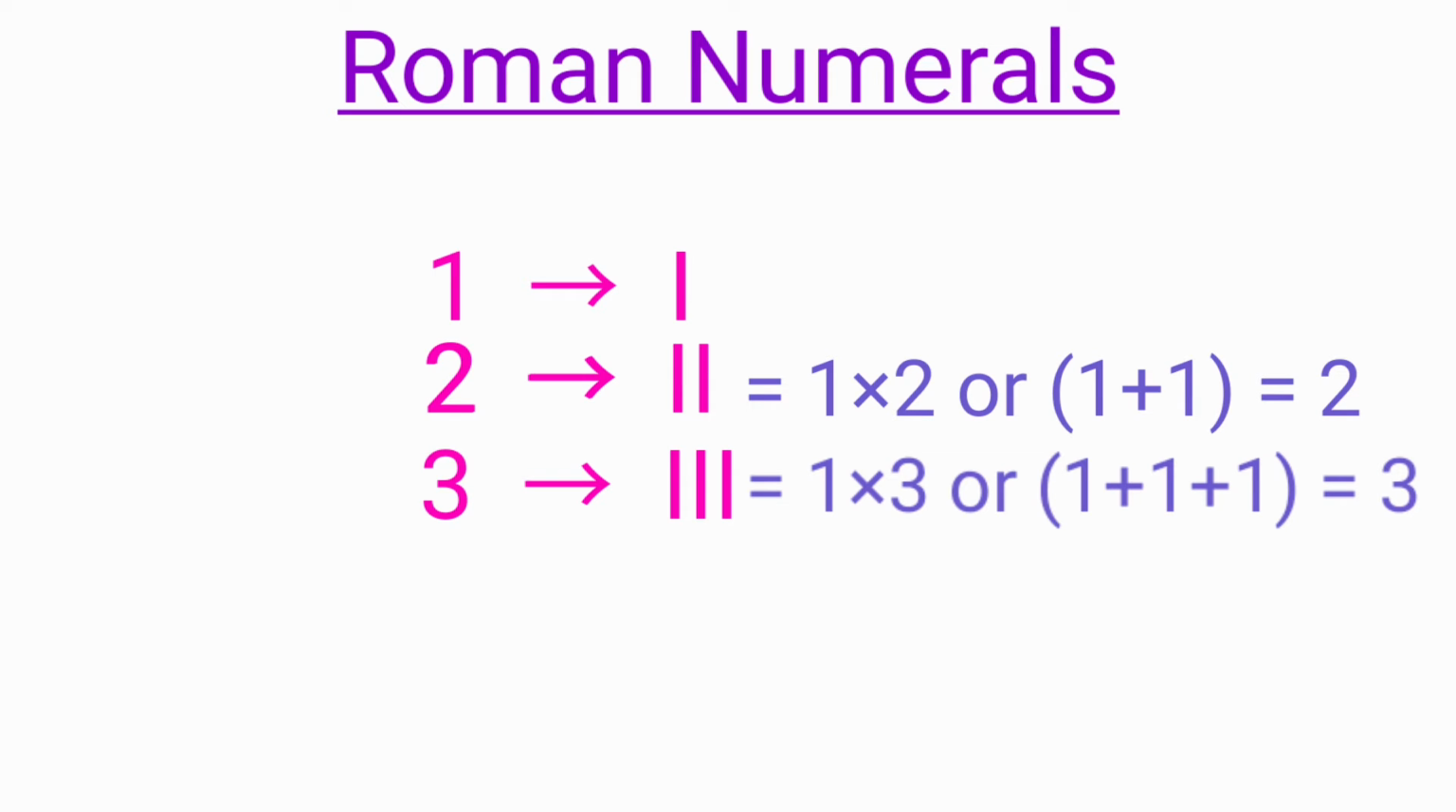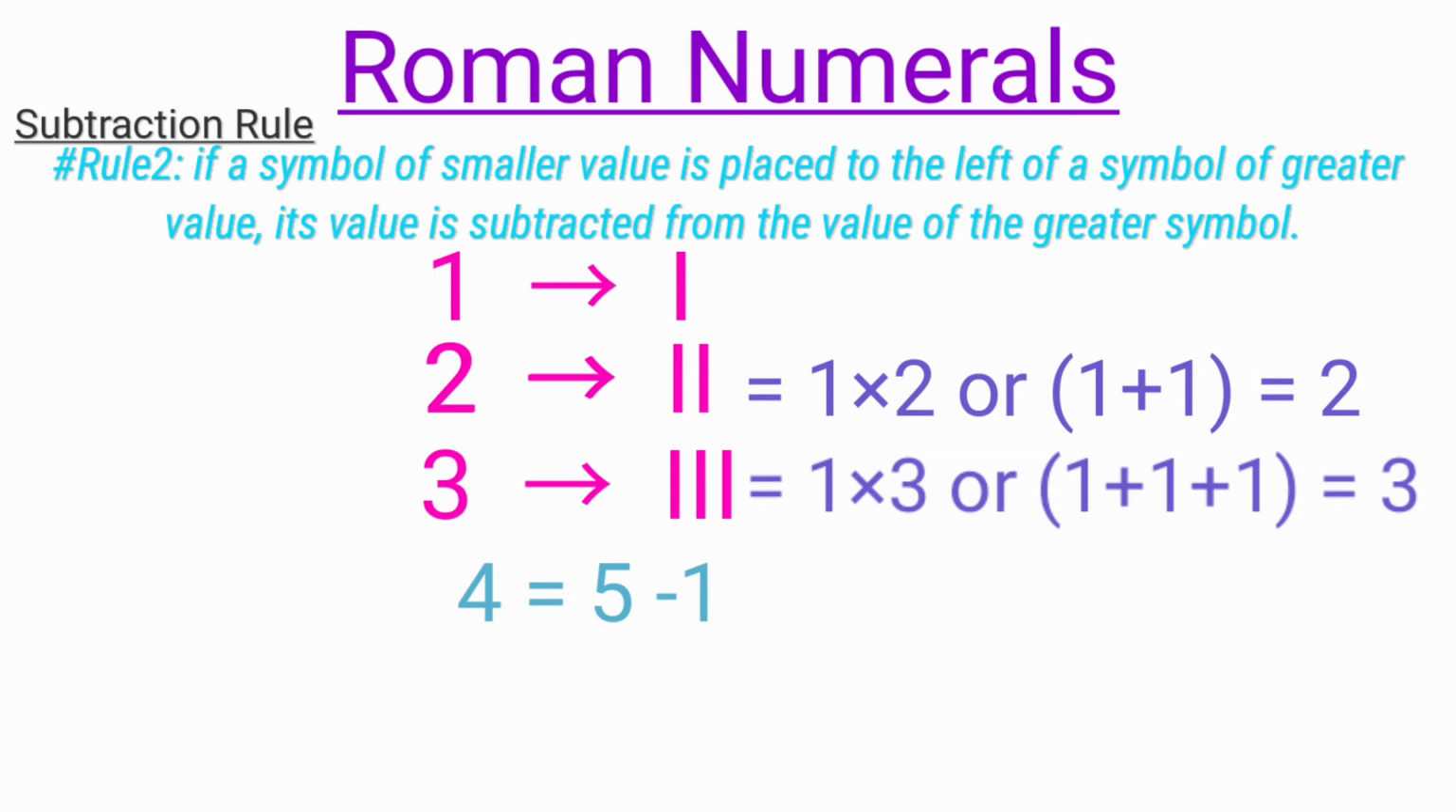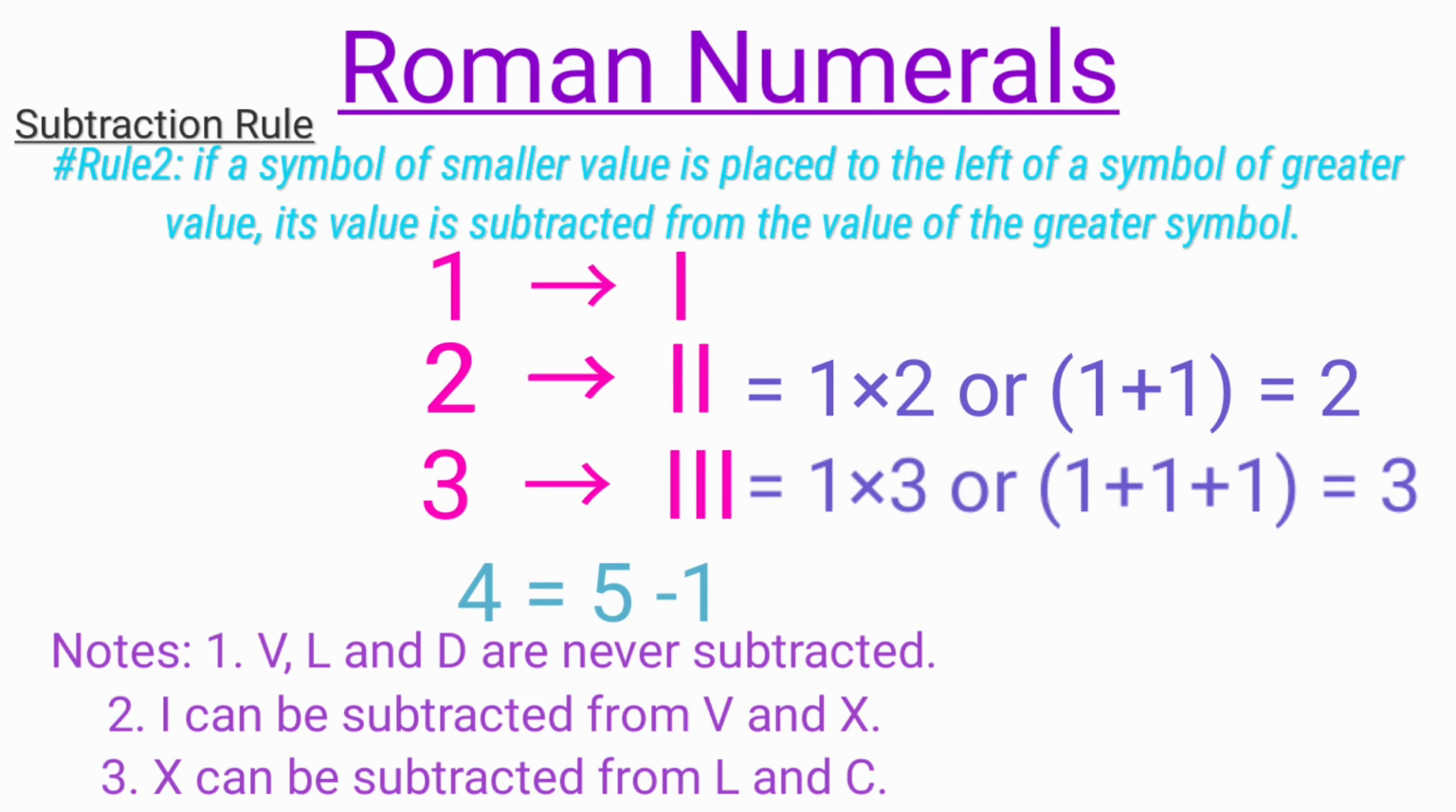Another way to write 4 is 5 minus 1. But how can we write it in the Roman numeral system? We can write it using the subtraction rule. That is, if a symbol of smaller value is placed to the left of a symbol of greater value, its value is subtracted from the value of the greater symbol. Remember, V, L and D are never subtracted. I can be subtracted from V and X. X can be subtracted from L and C.